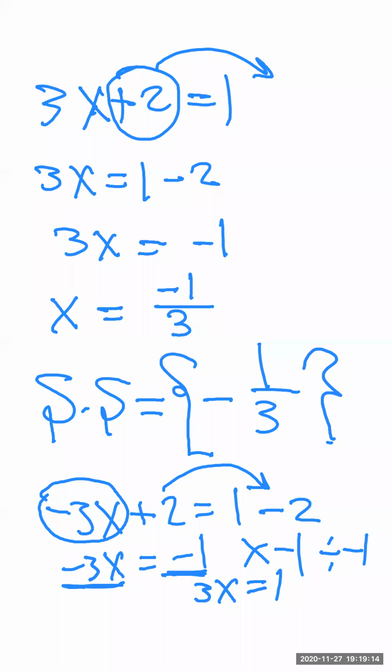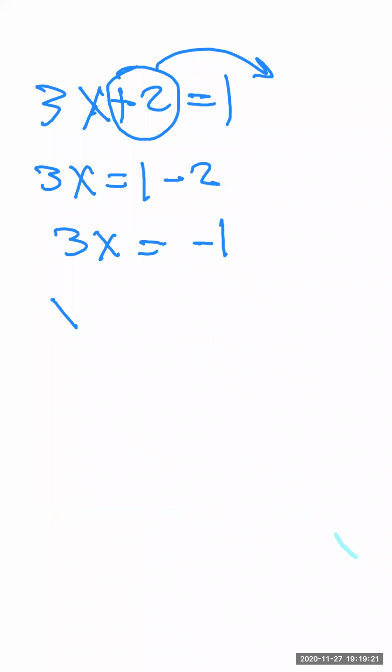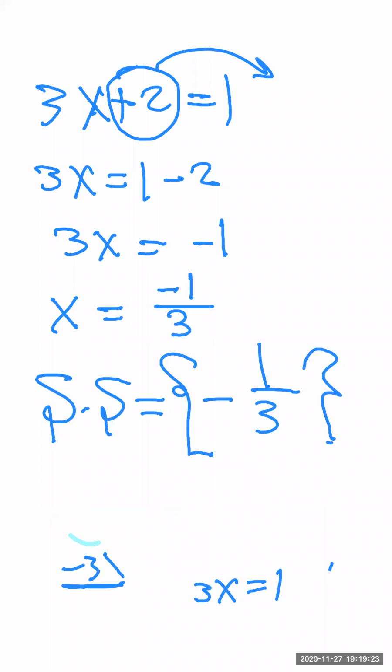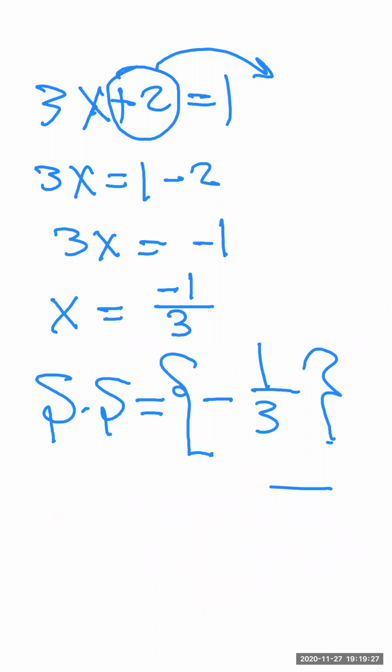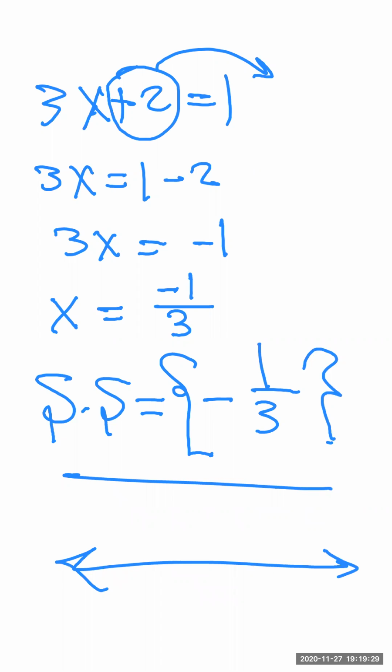Okay, so now, guys, how to represent this one on the number line? It's very easy. It's negative 1 over 3. Actually, I don't care about this one because it is very easy. Okay, so this is 0.